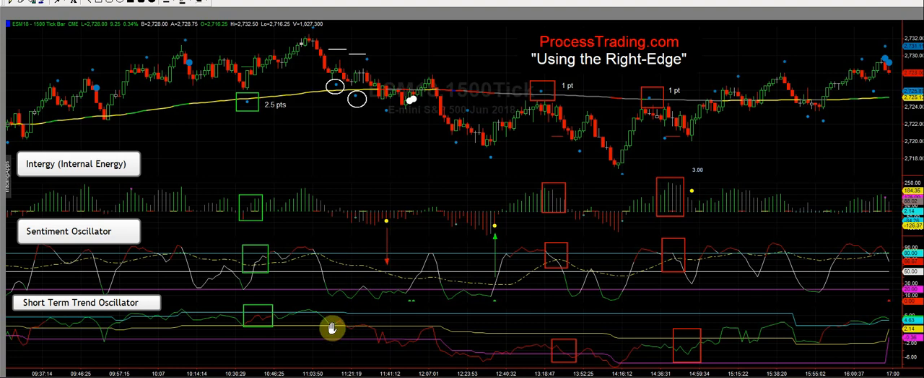And again, the short-term trend oscillator hit the pullback line, and it's just bouncing along there. So that is why these two dots would not have affected your trading.